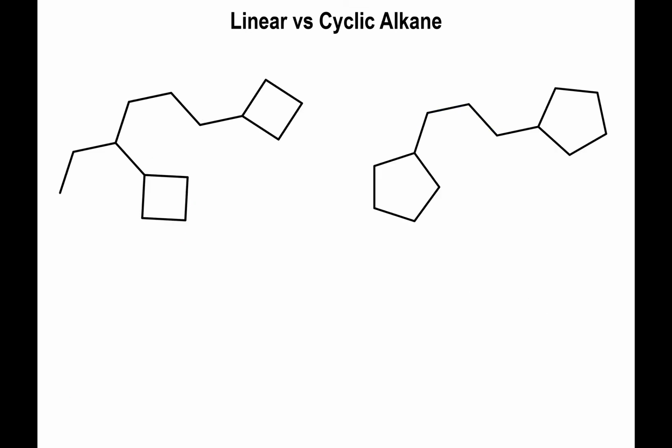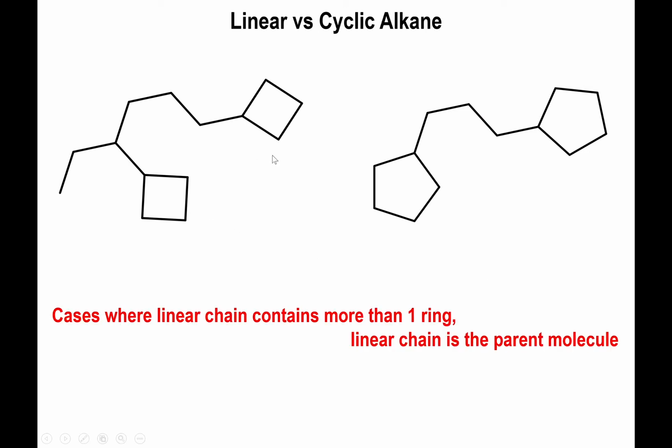And in cases where your linear chain contains more than one ring, automatically the linear chain is the parent molecule. So here you have 1, 2, 3, 4, 5, 6 carbons. Here you have 1, 2, 3. And this is irrespective of the sizes, right? So having more than one ring changes the picture altogether.